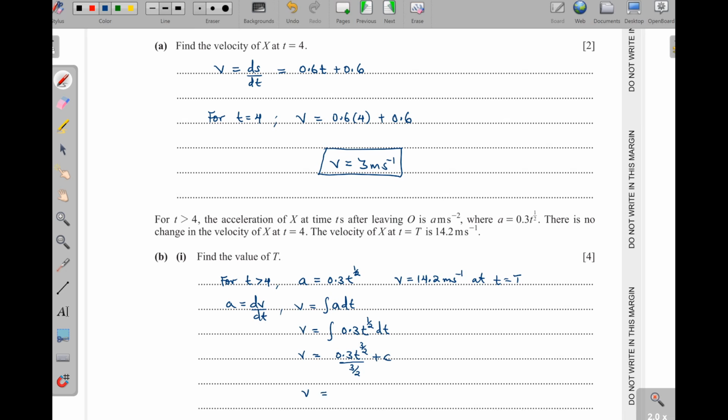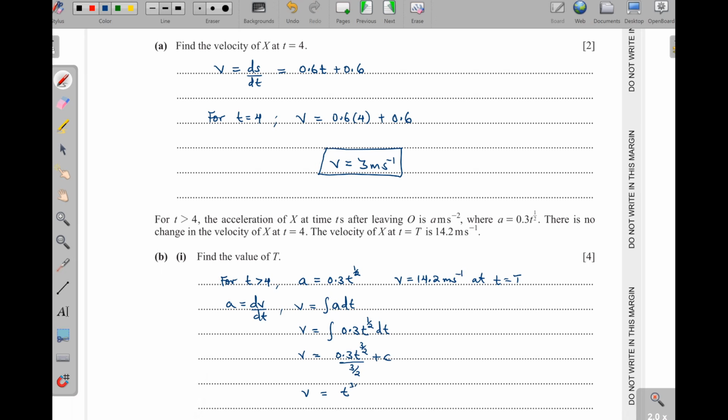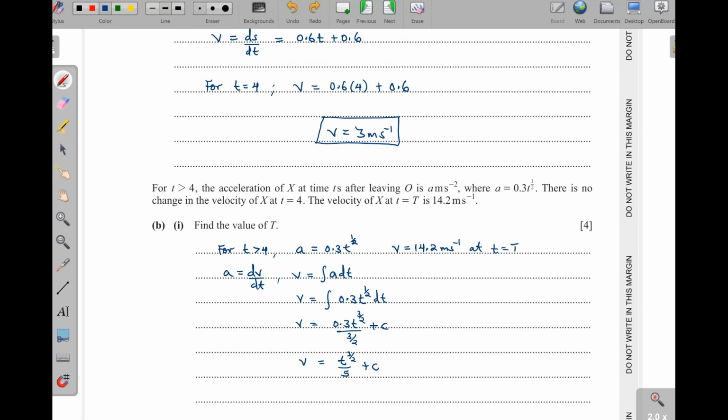Okay, so v here is going to be, what is this simplified? 0.3 divided by 1.5, that is 1 over 5. So I'll have t to the power 3 over 2 over 5, then plus c. You see? Now here I'm not going to say at t equal to 0, because we are already in the new interval. So since there is no instantaneous change in velocity at t equal to 4, I'll take that one. At t equal to 4, we know that our velocity is equal to 3, the one we got up here.